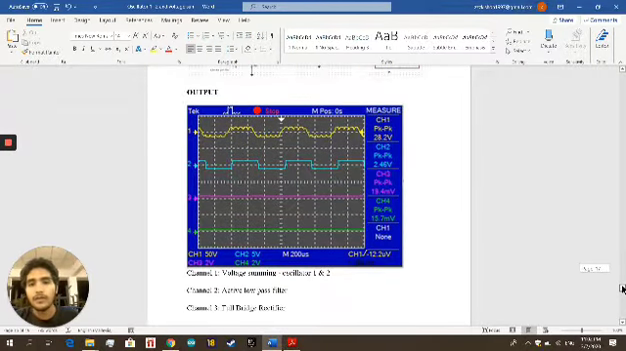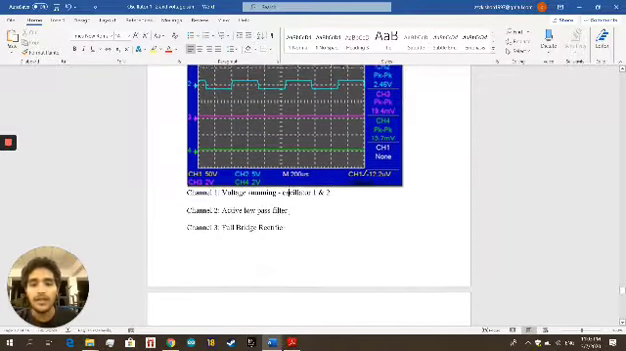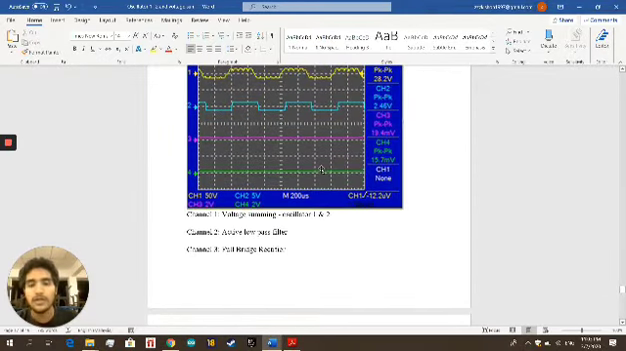These are the outputs for each of the circuits. As you can see here, channel 1 indicates the output for voltage summing, which is the combination of oscillator 1 and oscillator 2. Channel 2 indicates the output for the active low pass filter, channel 3 indicates the output of the full bridge rectifier, and finally channel 4 indicates the output for the voltage regulator.